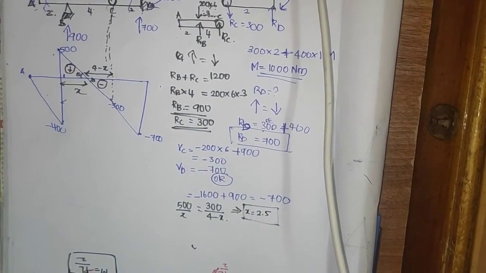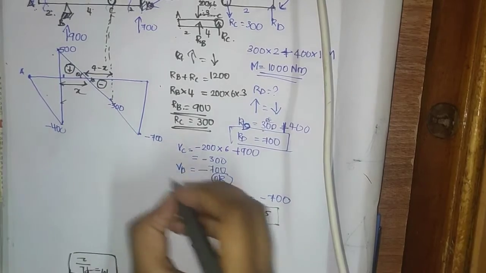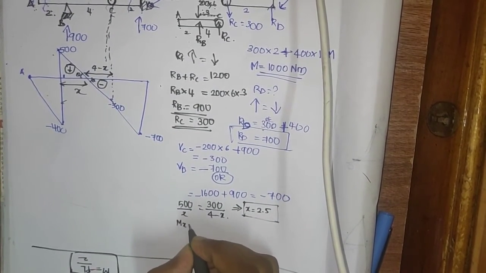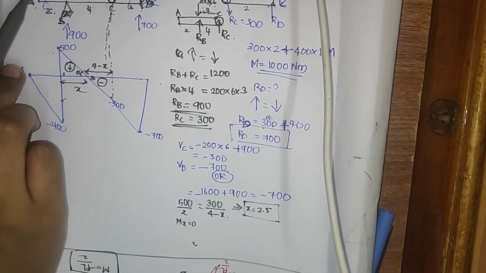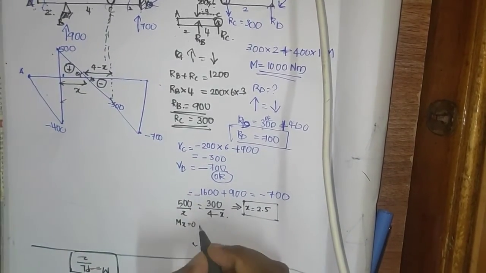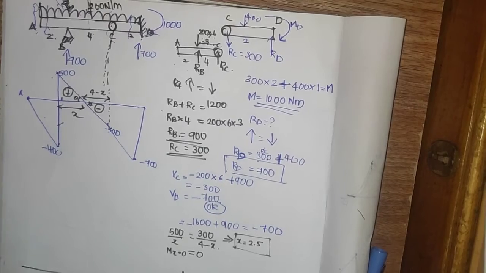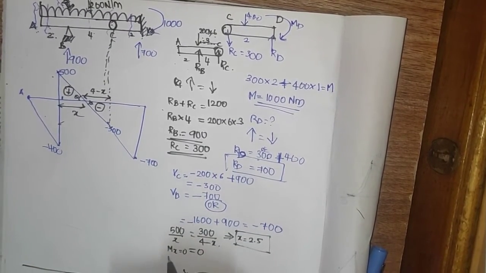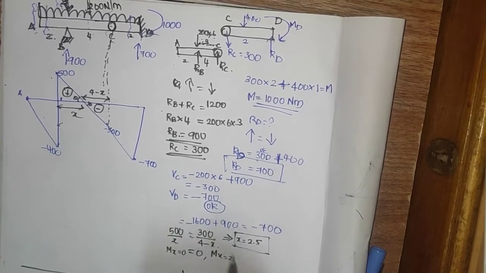Okay. Next we want to find what? The bending moment. So I can find this bending moment at this place. Without looking, we can see for x equal to 0, the bending moment is 0. Okay, we have found that M at x equal to 0 is 0. Next, we want to find the moment at x equal to 2. X equal to 2, what is happening?